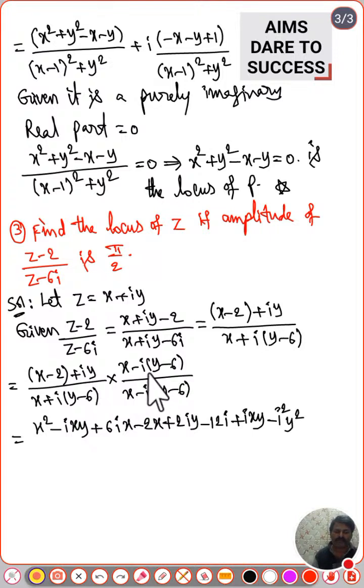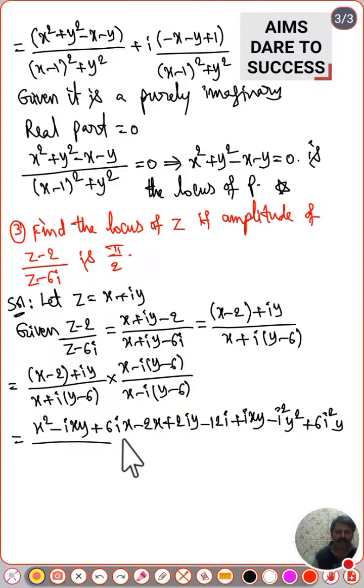Individual multiplication: minus into minus plus 6i into iy. So first of all, the 6 will be the same, i into i square y. One more time, iyx, plus iy into minus iy, that is minus i square y square. Next, plus into minus plus, so plus 6 into i, 6i square y.